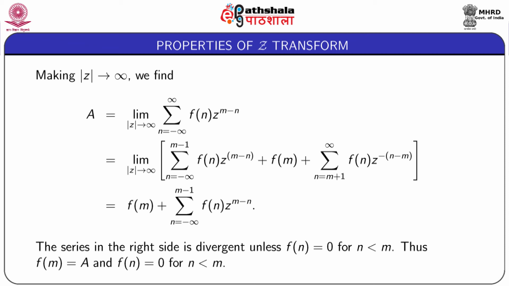So that we obtain A equal to f(m) plus summation n equal to minus infinity to m minus 1 f(n) z to the power m minus n, because the last summation is equal to 0 as mod z tends to infinity, and here n is greater than m. Now, the series on the right hand side diverges unless f(n) equal to 0 for n less than m. Thus, we get f(m) equal to capital A and f(n) equal to 0 for n less than m. So, we prove the second part of the initial and final value theorem.